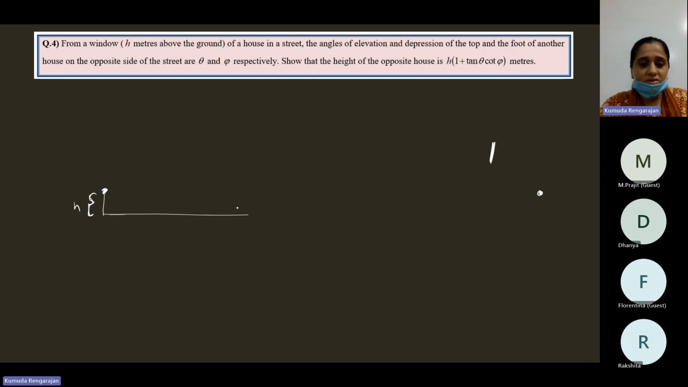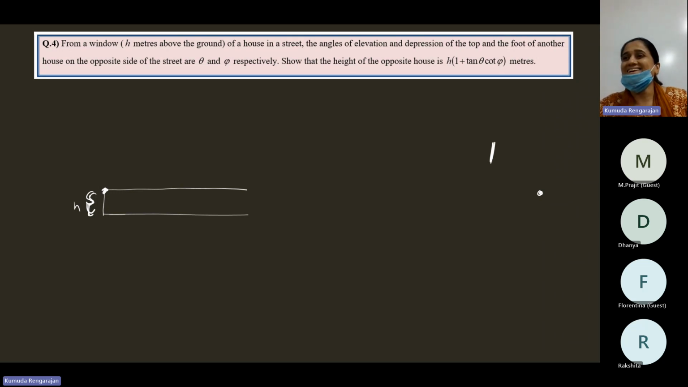This is the ground. This is h meters above the ground. This is the point which is h meters above the ground. And this is the position of the window. And if the observer is watching something from the window, then this will be the horizontal: the line drawn through the eye of the observer.